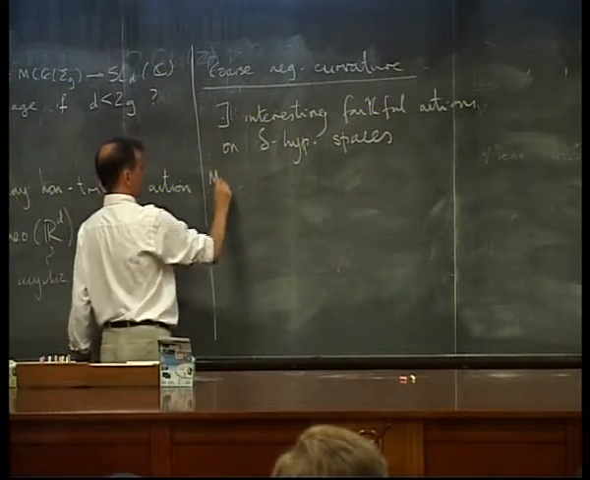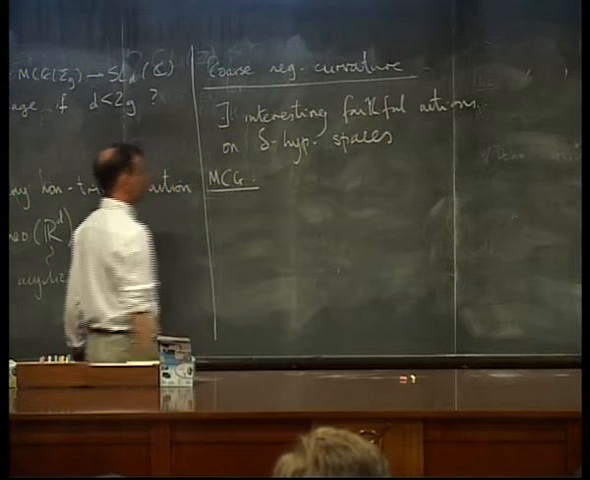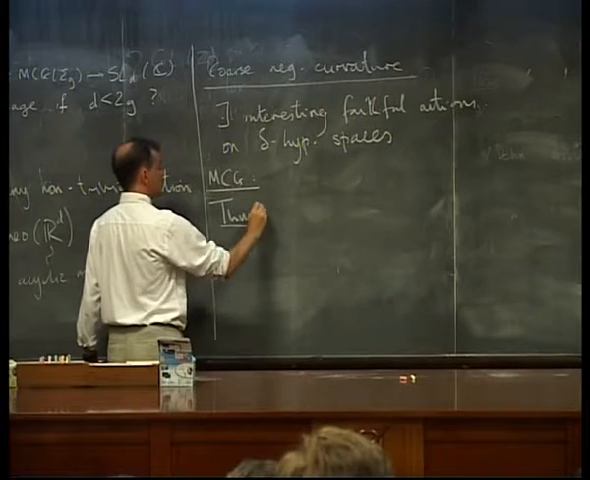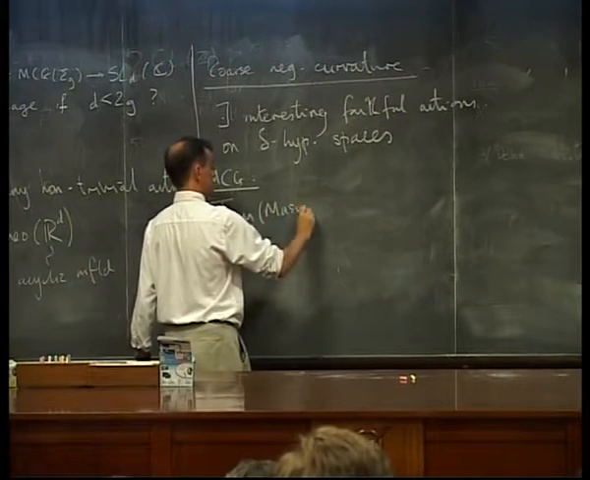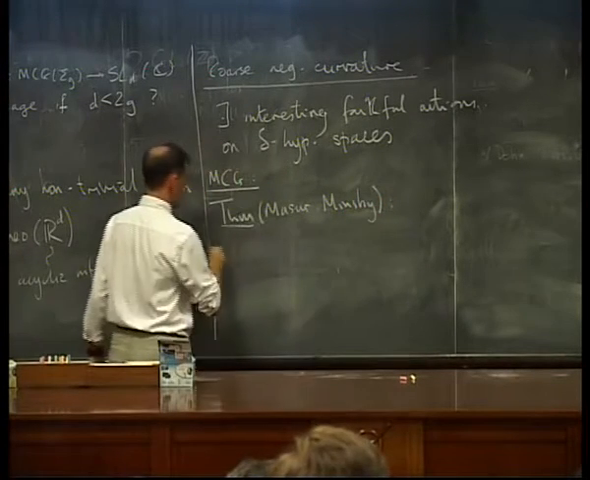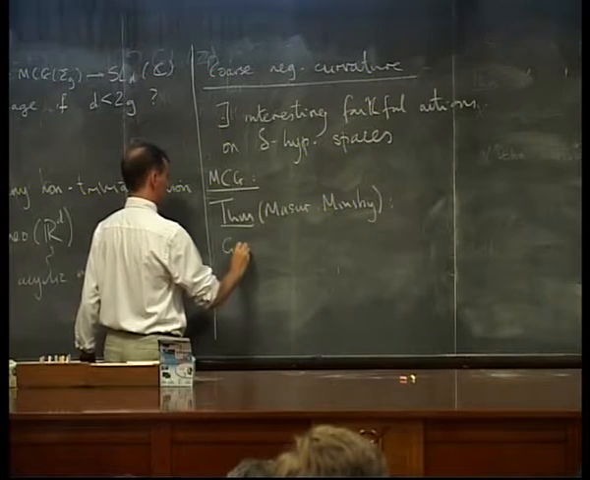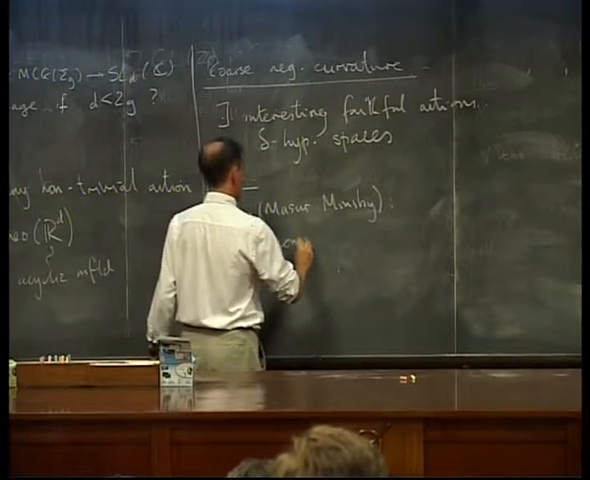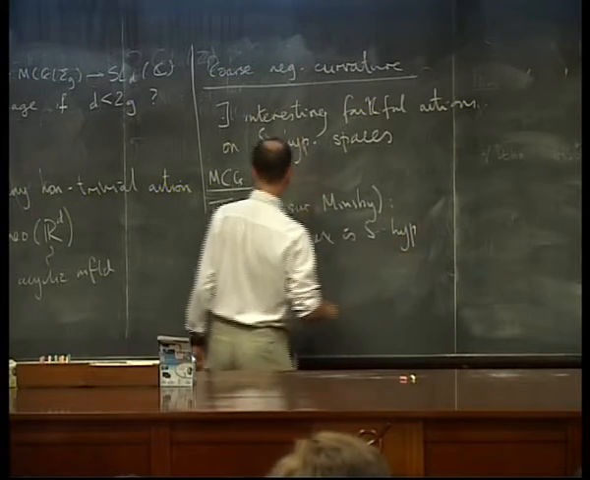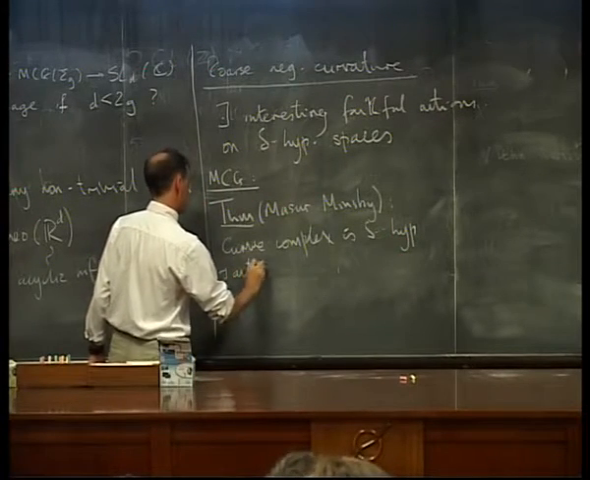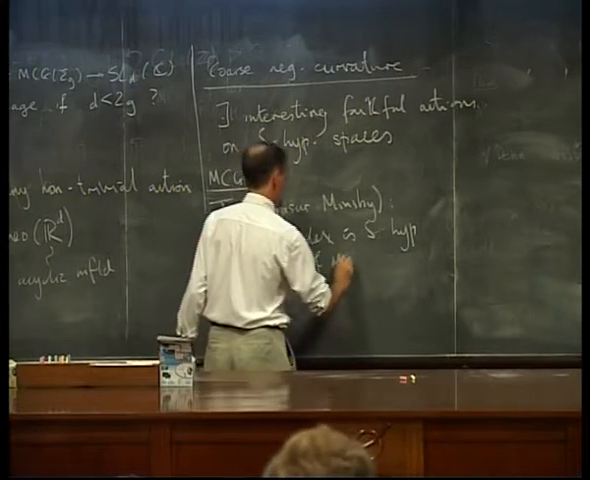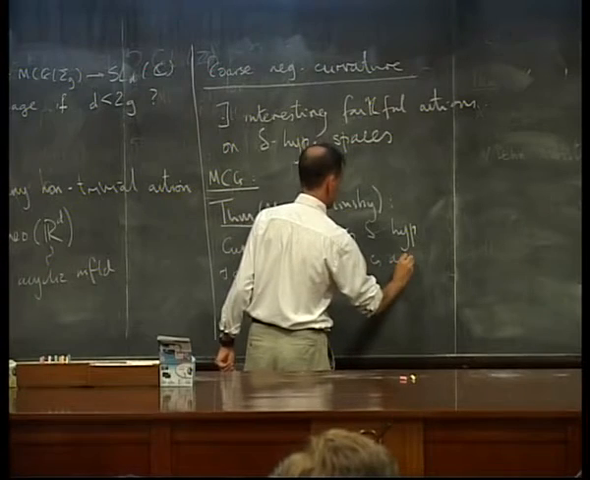So for the mapping class group, I'm afraid I'm just talking to people who know what these objects are for the moment. I don't have time to explain. So the theorem of Mazur and Minsky is that the curve complex is hyperbolic in the sense of Gromov, and the action, so this bit's really due to Bowditch, of the mapping class group is what's called acylindrical.